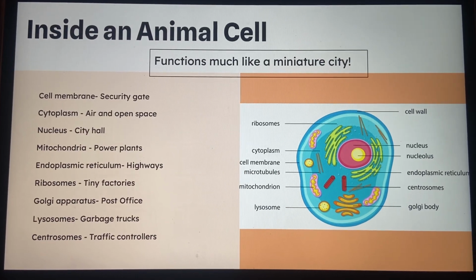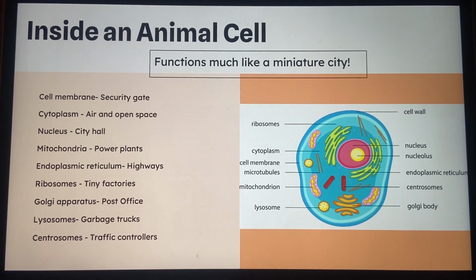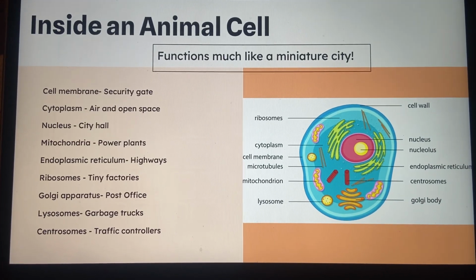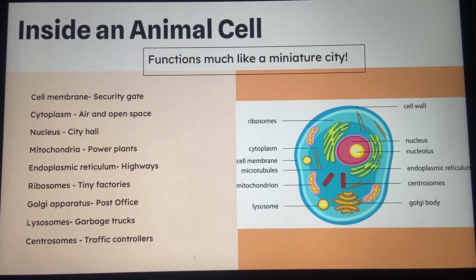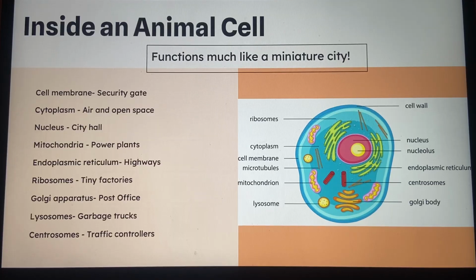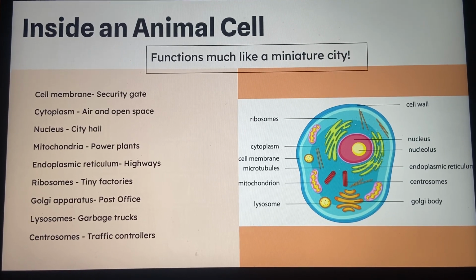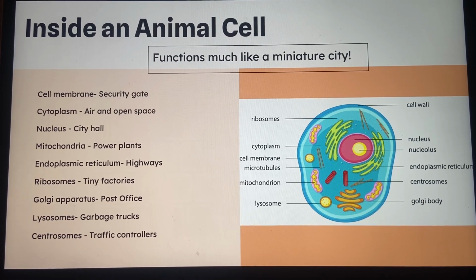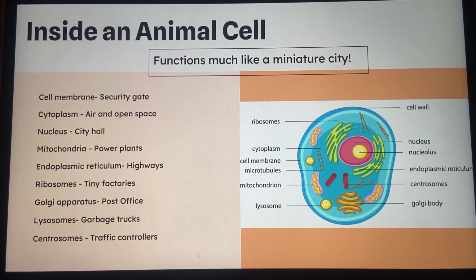To begin with, we can think of an animal cell as operating like a miniature city. The different components of the cell work similarly to parts of a city. For example, the cell membrane acts as a sort of security gate or border protecting the cell. The cytoplasm is the air and open space. The nucleus is the most important part. It could be described as City Hall, or even the White House.